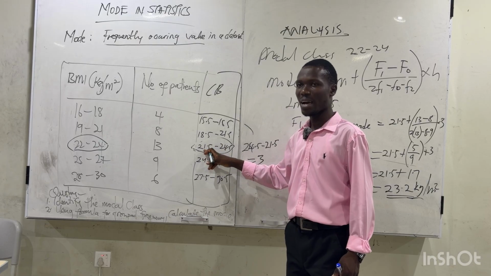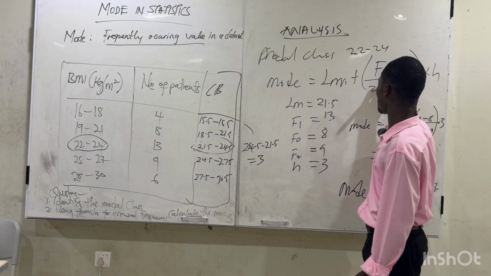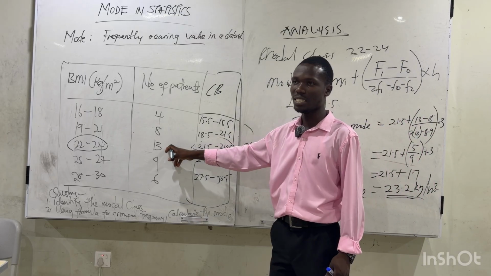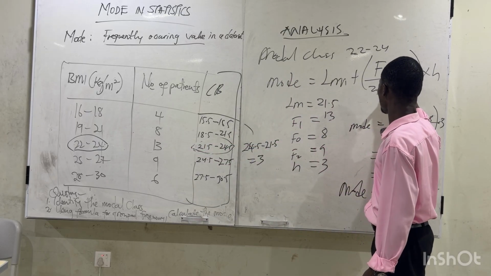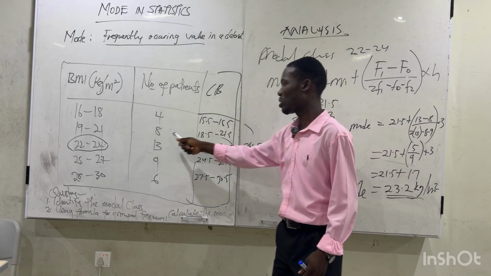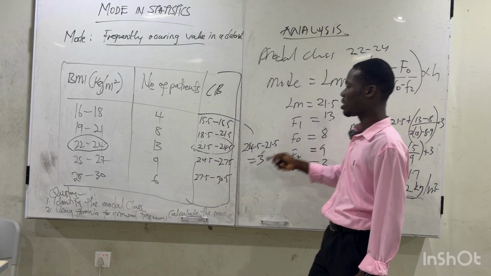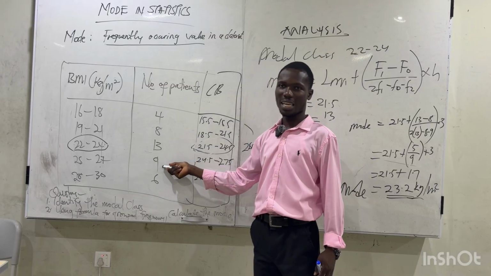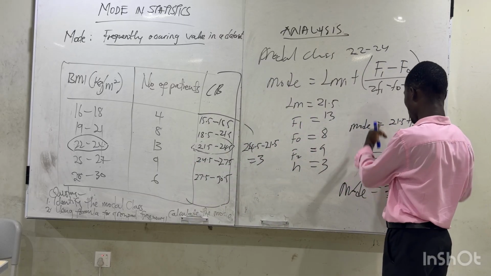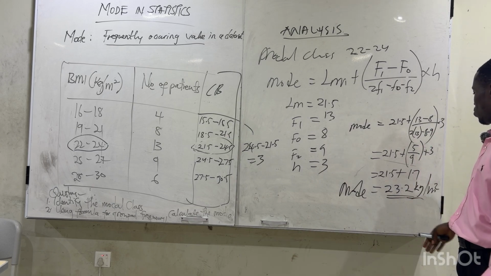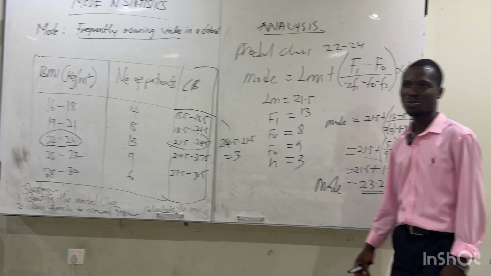So therefore, it becomes 21.5. Then we say that the F1 is the frequency of the modal class, and the frequency of the modal class is 13. Then our F0 is the frequency before the modal class, which is 8. And then F2 is the frequency after the modal class, which is 9. So you put that into the formula, then you solve everything, and you arrive at 23.2 kilogram per meter square.